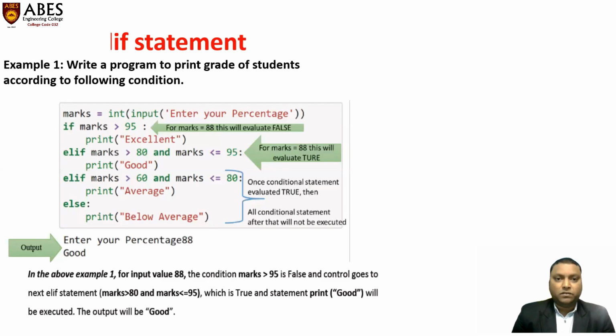Now let's have a look at the code. Example, write a program to print grade of students according to the following conditions, which I have told earlier. First of all, we will take marks as input from the user. If marks is greater than 95, then we will print excellent. If this first condition fails, then we will move forward to the next condition and we will check whether the marks is greater than 80 and less than or equal to 95. Then we will print good, and so on. Okay, so I think it is clear to you what is the importance of if elif statement.